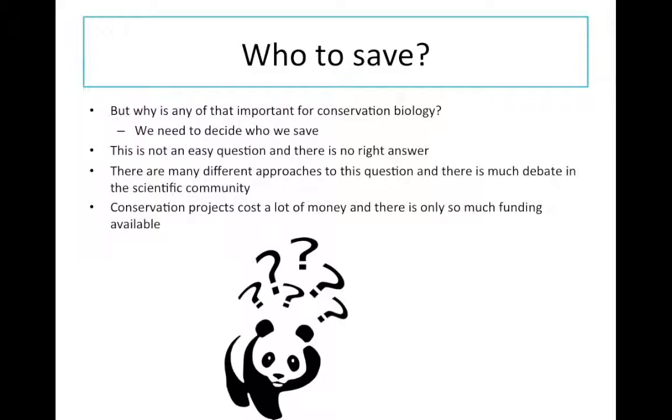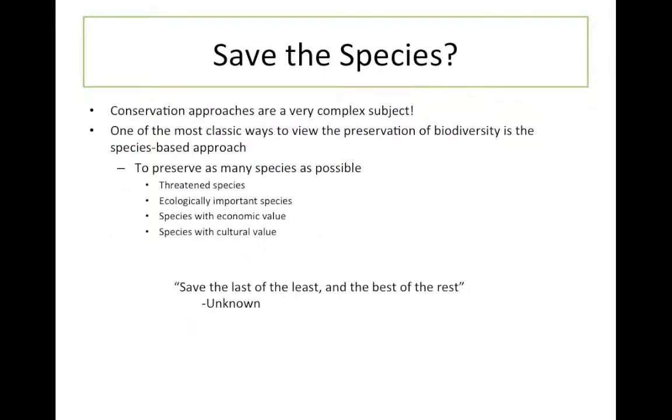So why is any of that important for conservation biology? Essentially it's because we need to decide who we save. This is not an easy question and there is no right answer. There are many different approaches to this question and there is much debate in the scientific community. Conservation projects cost a lot of money and there is only so much funding available. Conservation approaches are very complex. The reason I haven't covered them in this presentation is because they are an entire presentation in themselves.